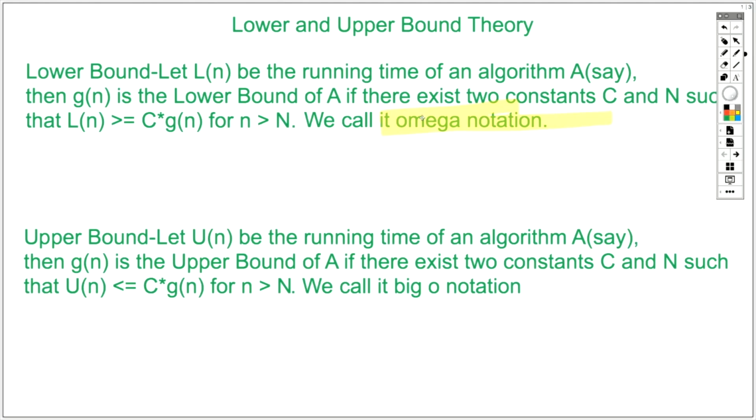Upper bound is exactly the opposite of that, right? That's where the name big O notation comes in. Basically, this is an algorithm which takes a lot of time. And then we have these fancy words representing these constraints or constants, but this is basically the general idea of lower and upper bound theory.